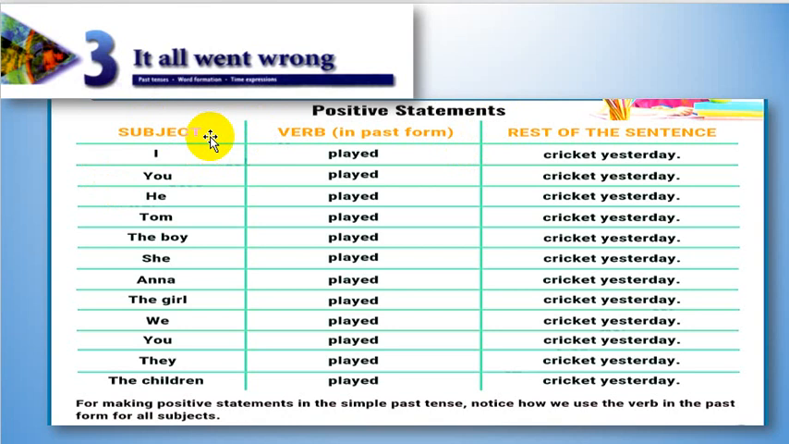Now, in positive statements or sentences, to make a sentence in past tense, we use subject plus verb in past form plus the rest of the sentence. I played, the past simple tense of the verb play. I played cricket yesterday. He played cricket yesterday. They played cricket yesterday. For making positive statements in the simple past tense, you should notice that we use the verb in the past form with all the subjects. The same form, the verb in the past tense with all the subjects.